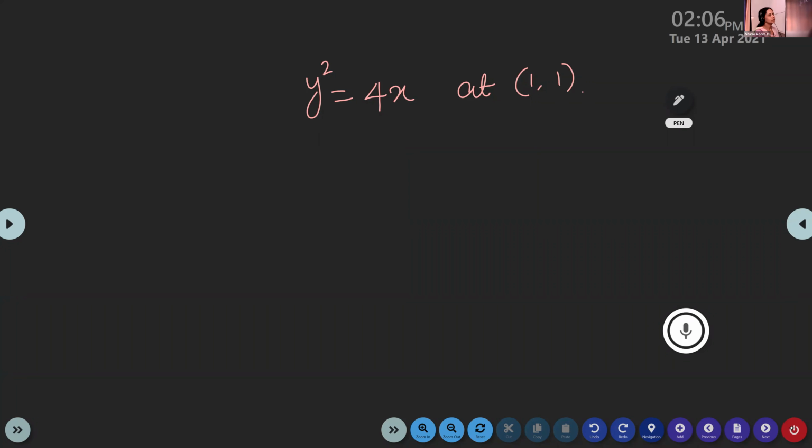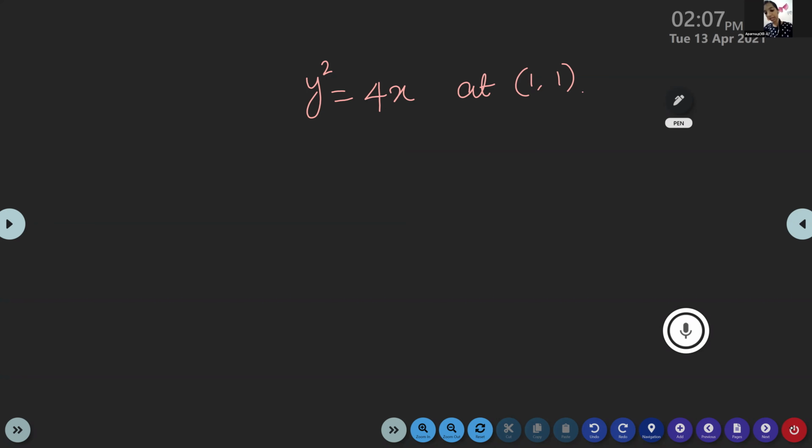At (1, 1). How to do this? y square is equal to 4x. Simple question, isn't it? It's a direct question. Will you do this? What's the equation of tangent? Yes, Aparna.